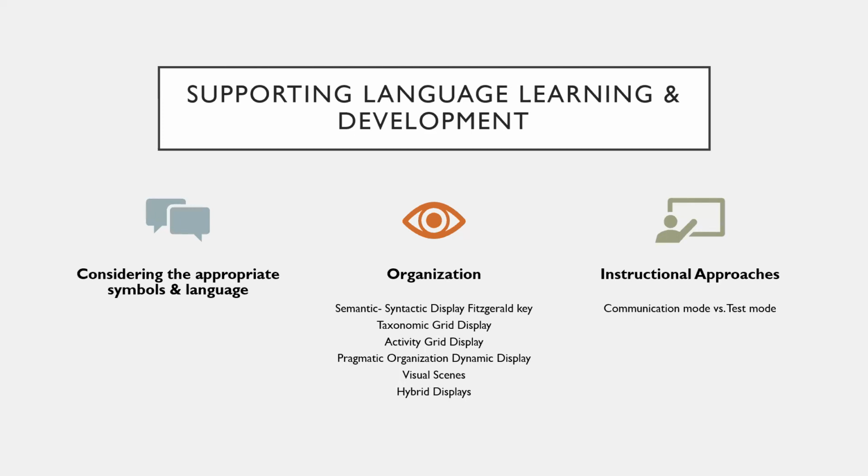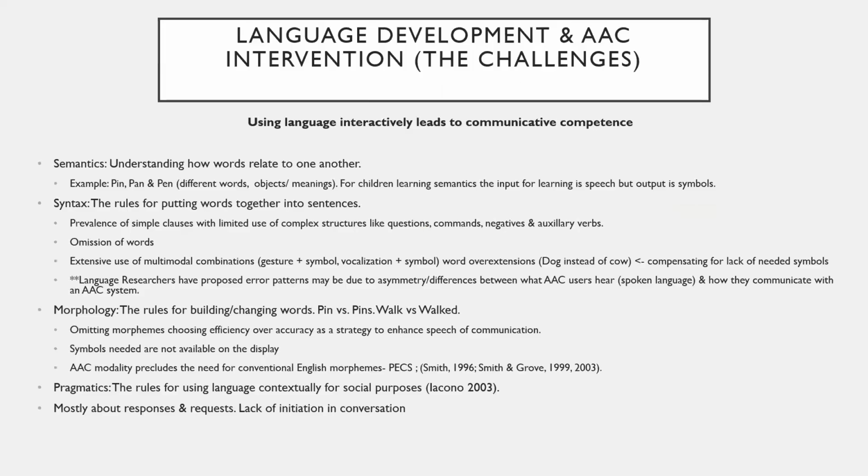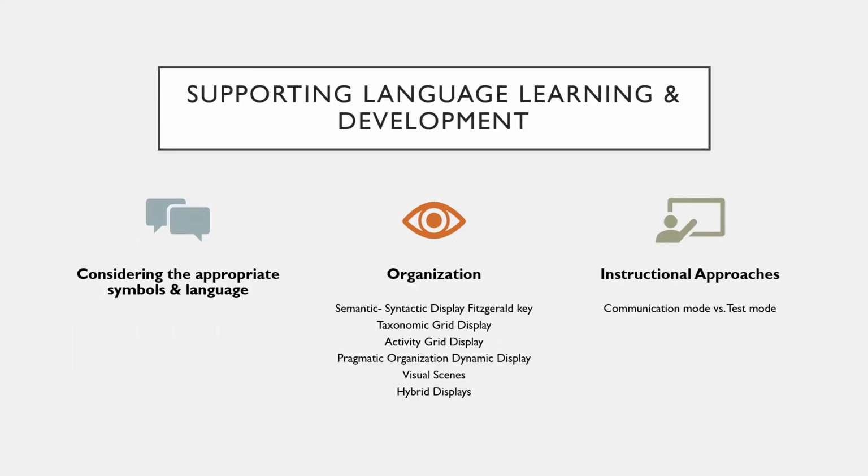Number two, thinking about organization of the system, because we want to promote maximal efficiency and effective communication. That goes back to the problem of maybe not having easy access to the needed symbols and just compensating, and so therefore we're not getting that syntax and the semantics. So we have different grid displays, and we also have visual or contextual scenes. So, different ways to organize.